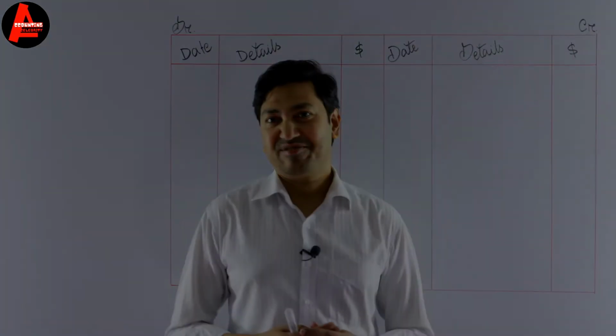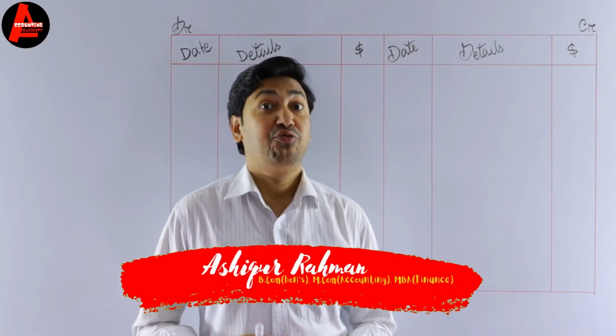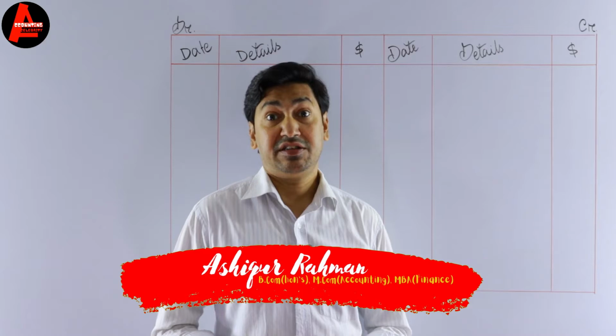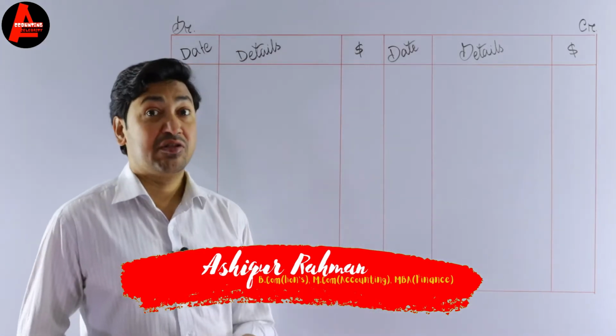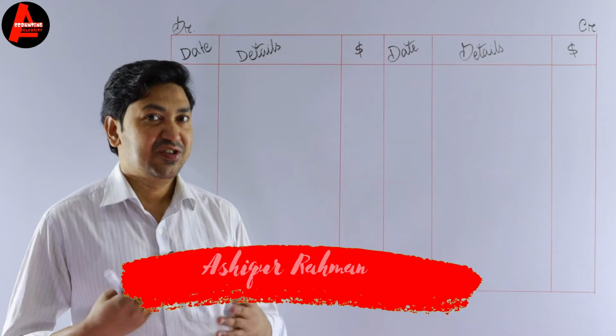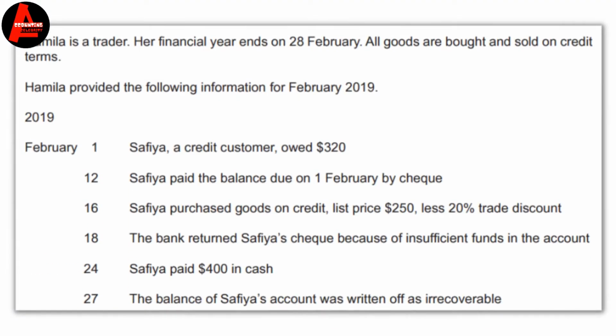Let's get started. Today we'll follow a question taken from the Cambridge IGCSE accounting first paper as an example to show how to calculate bad debts. Let us have a look at the question on the screen. Hamila is a trader. Her financial year ends on 28 February. All goods are bought and sold on credit terms. Hamila provided the following information for February 2019.